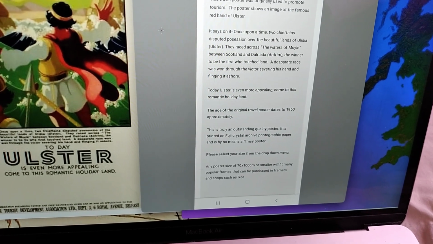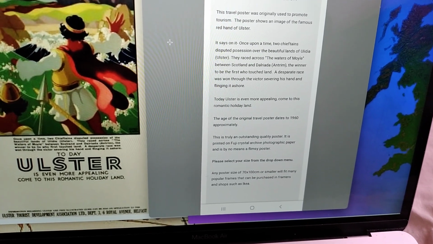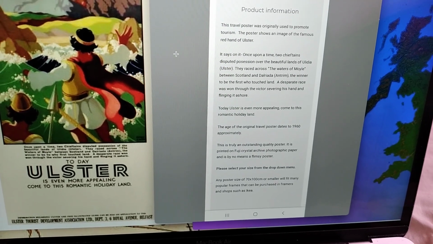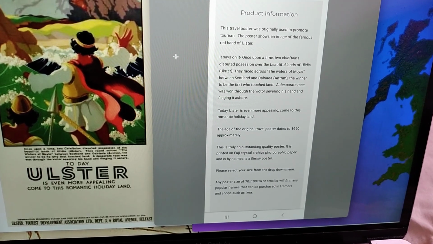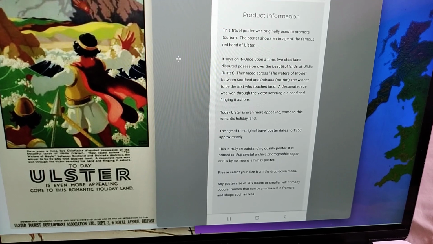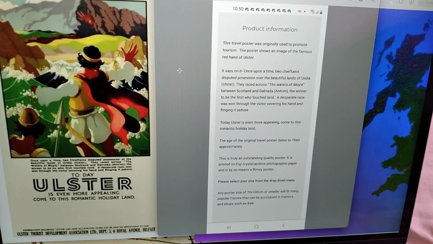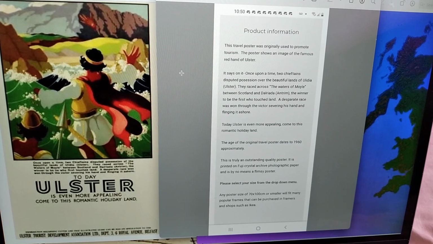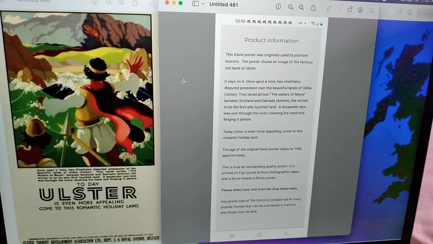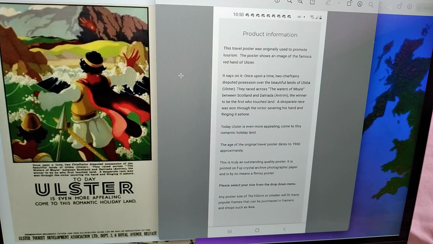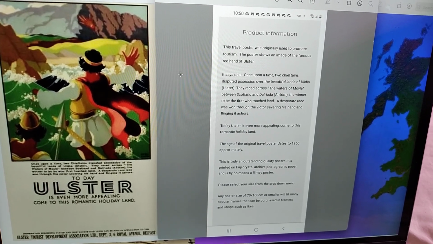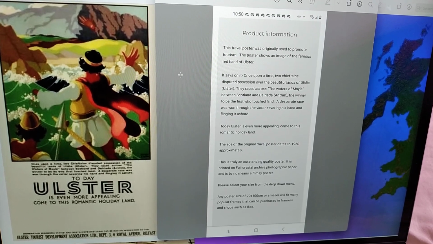The waters of Moyle, the winner to be the first who touched land. A desperate race was won through the victor severing his hand and flinging it ashore. Today, Ulster is even more appealing. Come to this romantic holiday land.